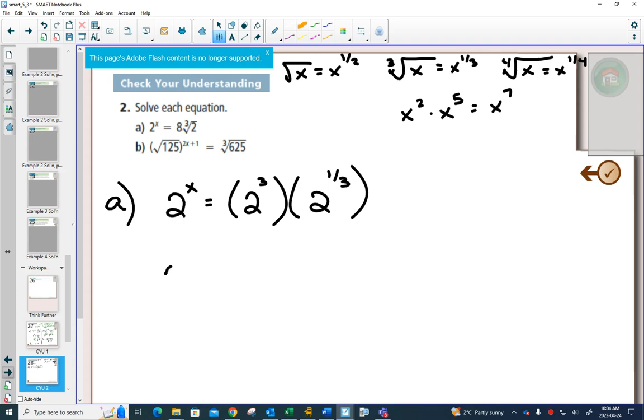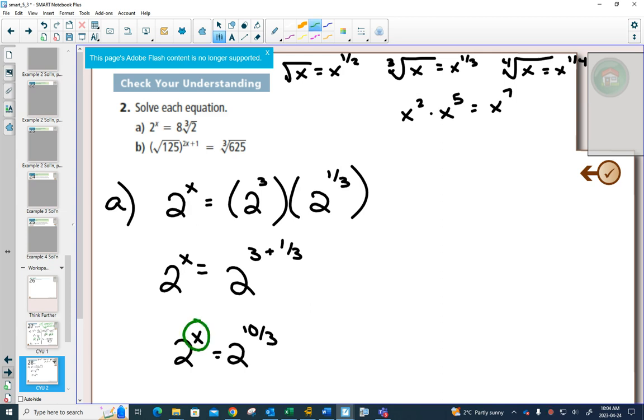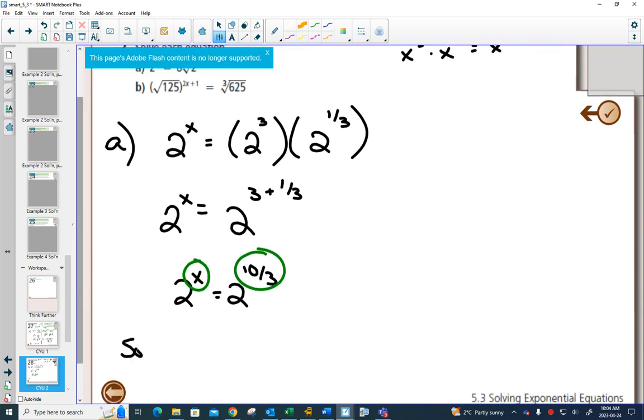The same rule applies even if the exponents are fractions. I'm going to have to add my exponents. And then you have to ask yourself, well, how do I add fractions? I need a common denominator. 3 is 9 over 3. 9 over 3 plus 1 over 3 will be 10 over 3. And now we have succeeded in getting the bases the same. So x would equal 10/3.